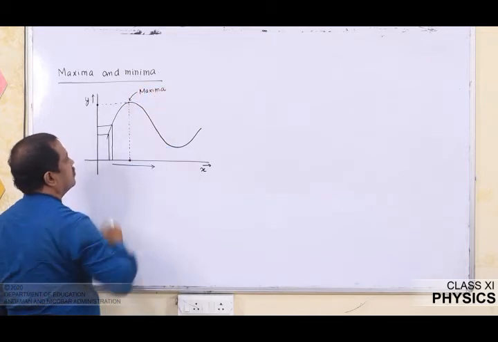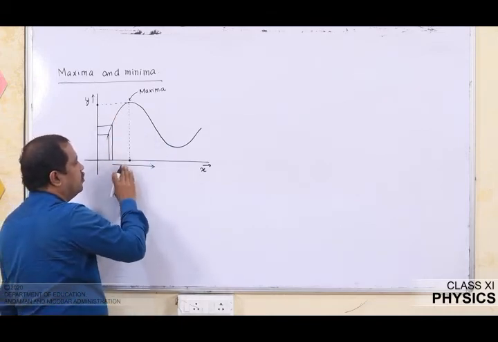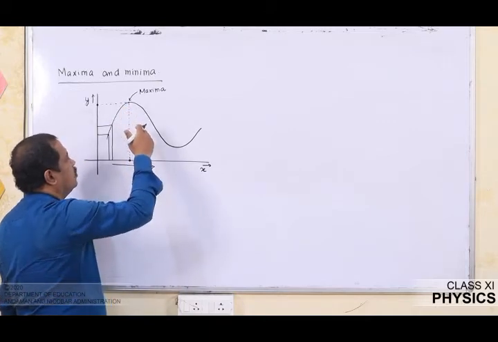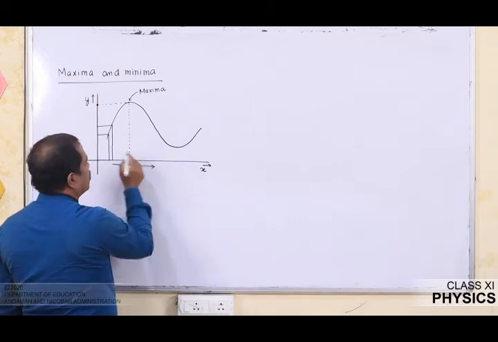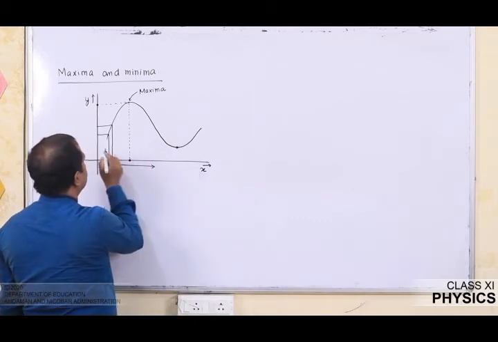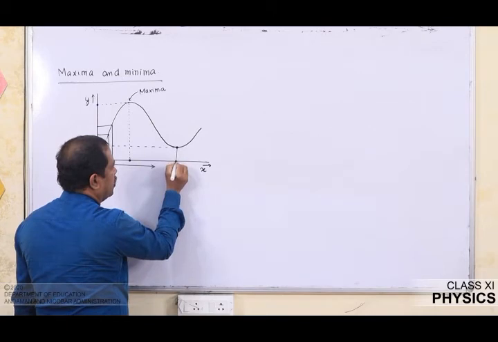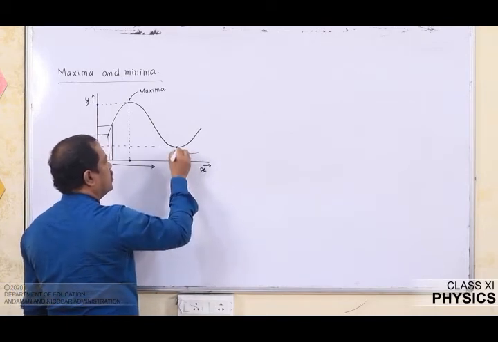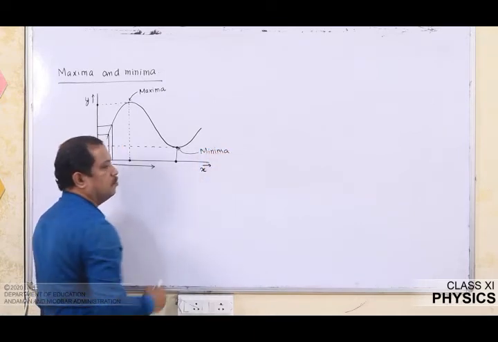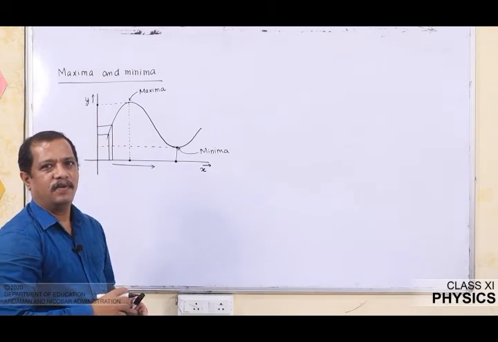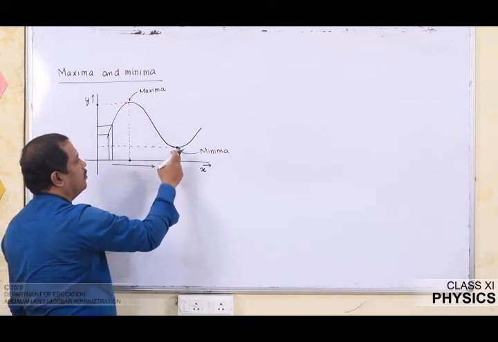This is the maxima. Similarly, when I change the value of x, I see that the value of y is changing. If I am asked what the minimum value of y is, then I see that the minimum value of y happens to be here at this point. So this is the minimum value of y corresponding to this value of x, and we call this the minima. So maxima and minima. When we graph a function, we see what the maximum value of the function is and what the minimum value of the function is.